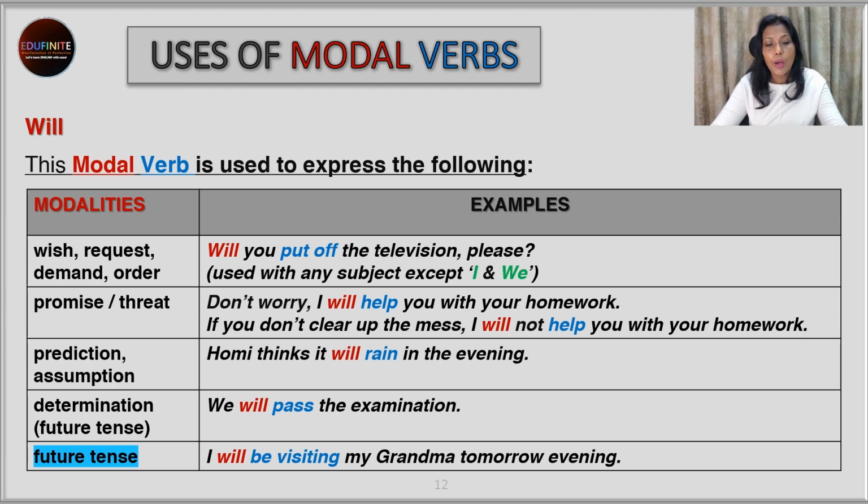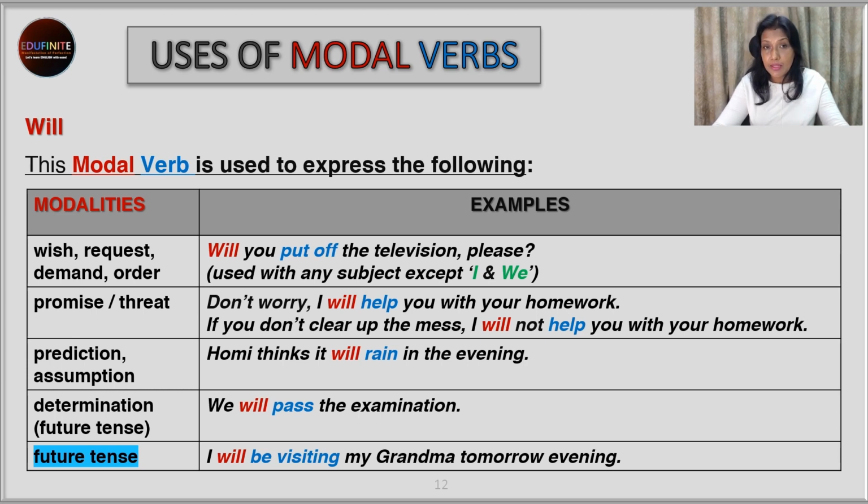Okay, next. Promise or threat. Don't worry, I will help you with your homework. So I'm promising someone that don't worry, I'll help you with your homework. The next. Now this is a threat, so be careful. If you don't clear up the mess, I will not help you with your homework. So this is a threat.